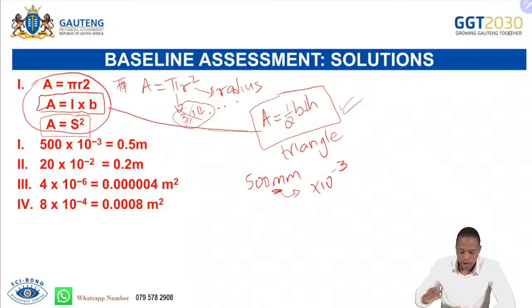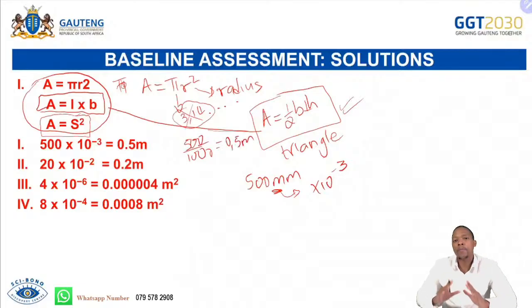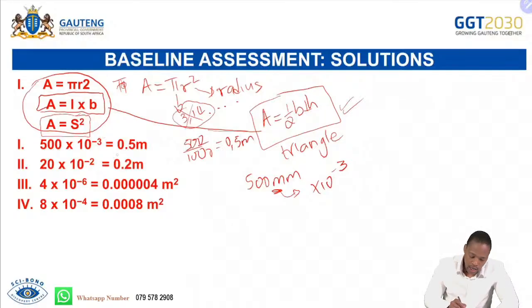However, grade 12, if you have been taught to say 500 divided by 1,000, you should still get the same answer. If you are comfortable with that, I advise that you stick with what you've been taught in class, as long as it is working. So to convert 500 millimeters to meters, I will say 500 times 10 to the power -3. Some people will say 500 divided by 1,000. At the end of the day, we should all get 0.5 meters.